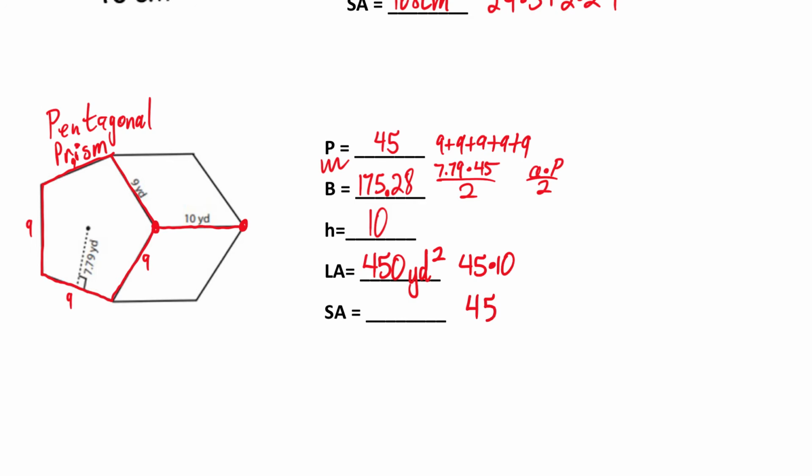And for the total, it's P times H plus 2 times B, which B in this case is 175.28. And what does that give you?